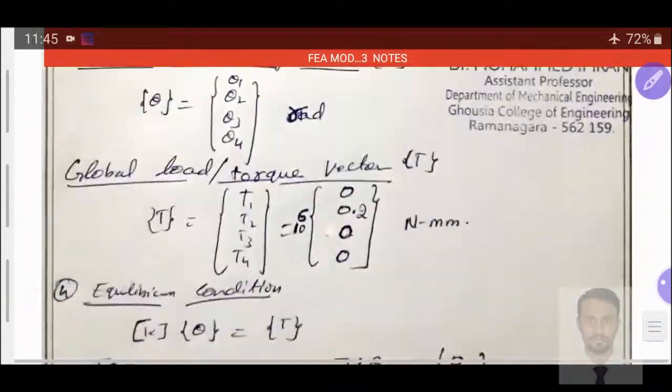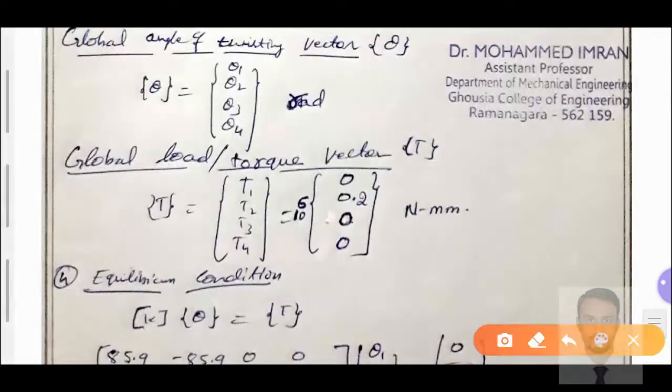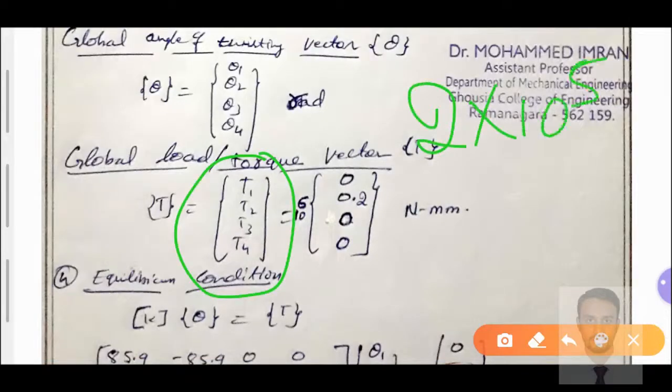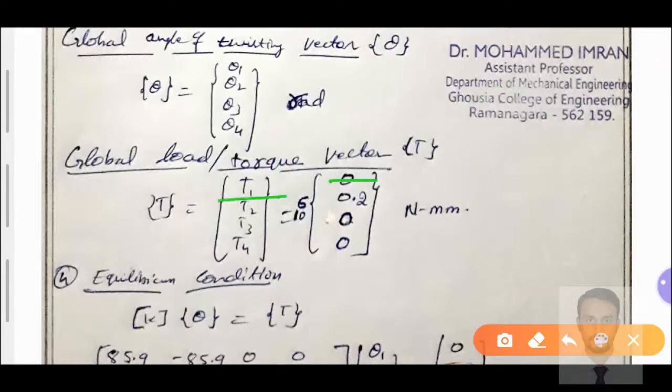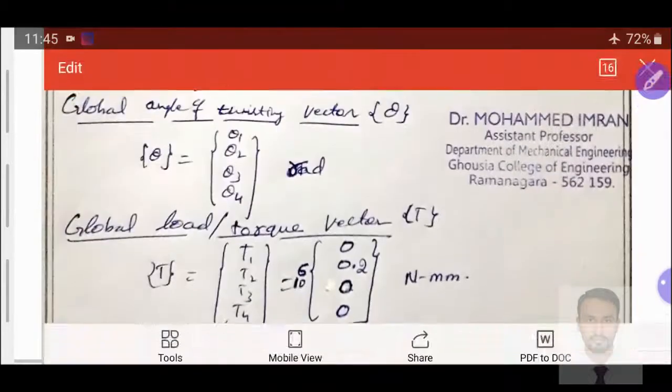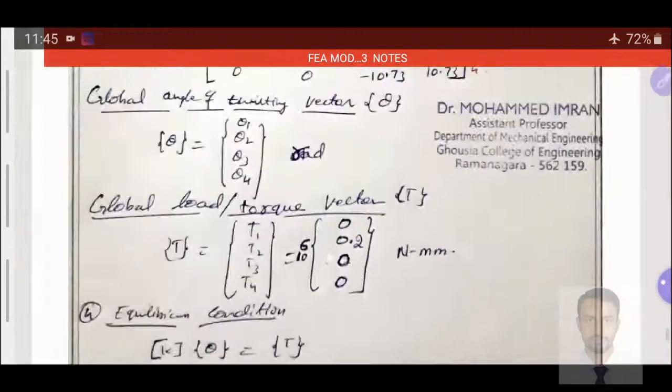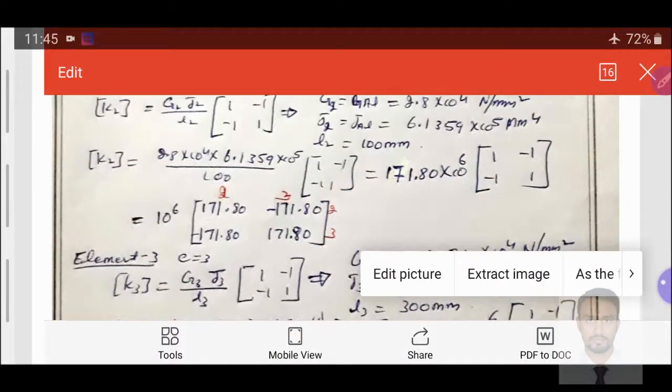Substitute those values in this equation. What I have done here: instead of taking 2 into 10 to the power of 5, I have taken 0.2 into 10 to the power of 6. 10 to the power of 6 I have taken common. T1 is equal to 0, T2 is 0.2 into 10 to the power of 6, and then T3 is equal to 0, T4 is equal to 0 Newton millimeter. These units I have taken from the figure. Already we have converted here.